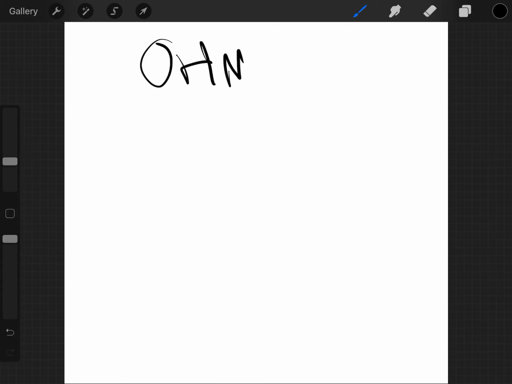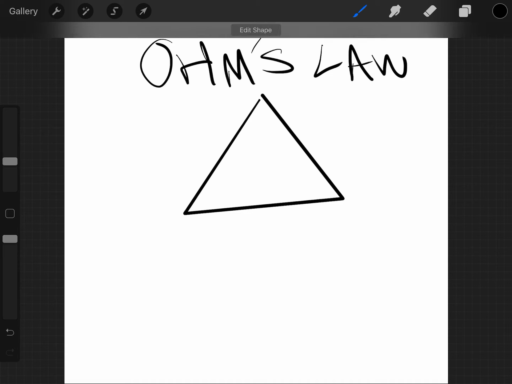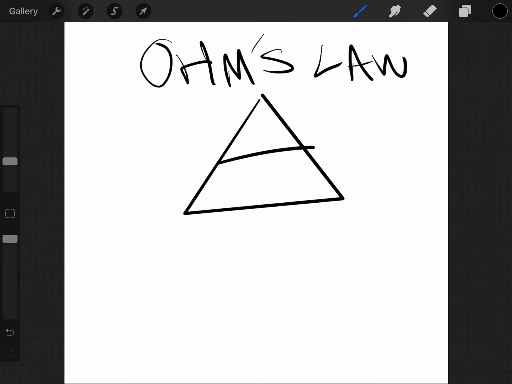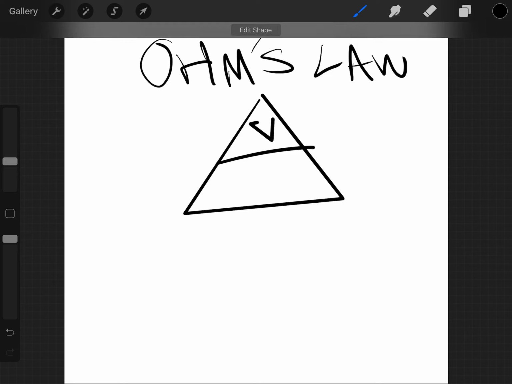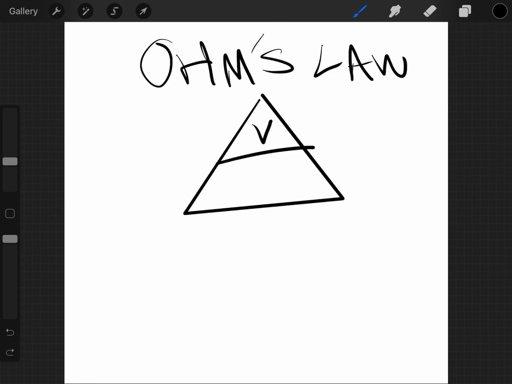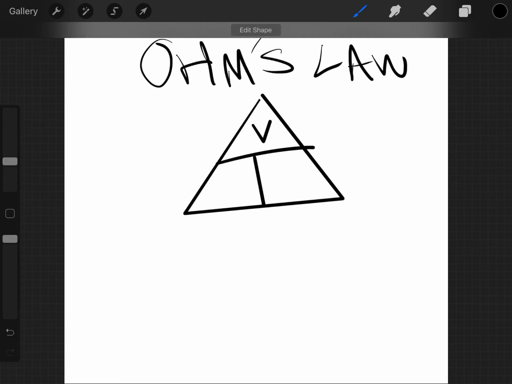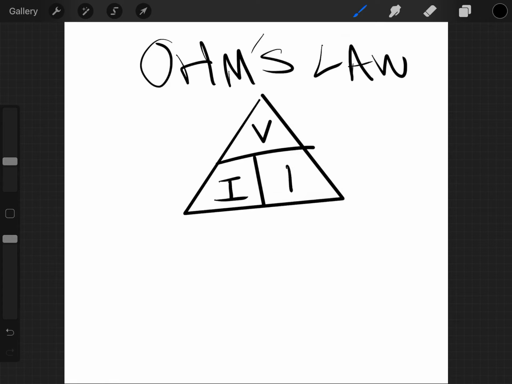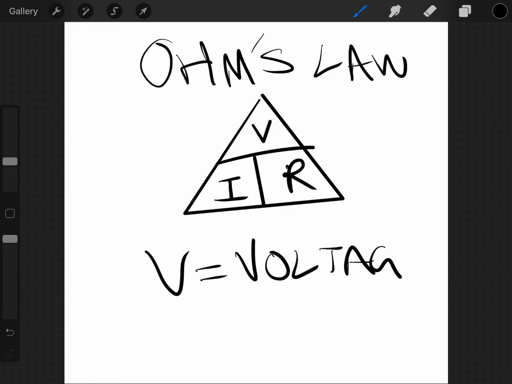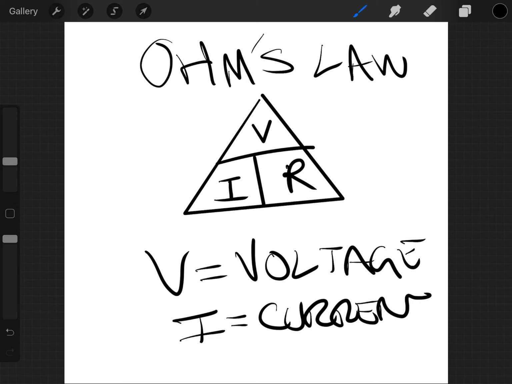You're going to make yourself a chart, okay? And we're going to draw the Ohm's Law Triangle, and we're going to put a V here. I'm going to put a line here, and an I, and an R. So V is voltage, I is current, and R is resistance.